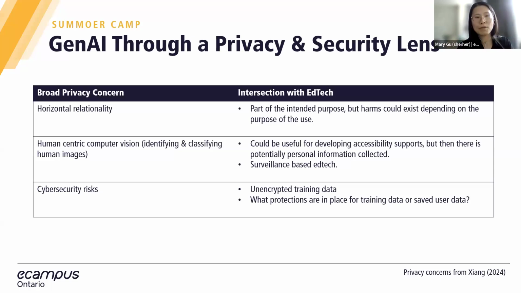A next category of privacy concern is the use of human-centric computer vision, which is already used in a lot of technologies that you and I are probably already using, such as your apps on your phones that do automatic photo tagging or your Face ID sign-in. These are incredible technologies for developing accessible supports and just reducing friction in our daily lives. But this technology is inherently responding to human identifying data. And of course, I don't think I need to say too much about surveillance-based edtech and the potential harms and algorithmic bias that can occur.